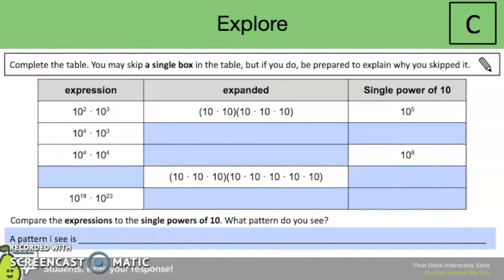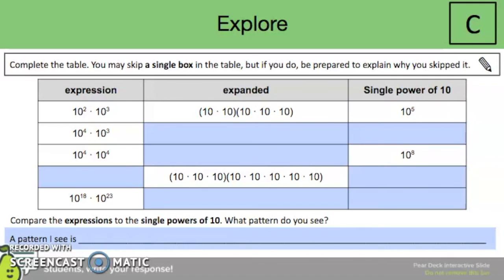For the explore, students have to complete the table, and they may skip a single box in the table, but if they do, they need to be prepared to explain why they skipped it. To help out a little bit more, I filled out 10 to the power of 8 for the single power of 10 column. So students only have to focus on filling out one missing box from the expression column, 3 from the expanded column, and 3 from the single power of 10 column.